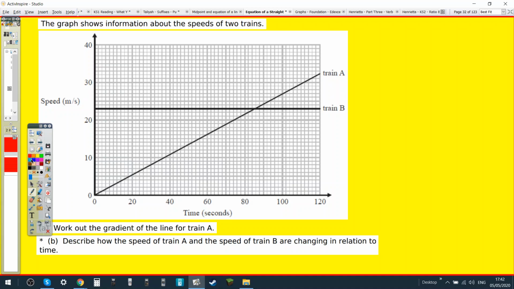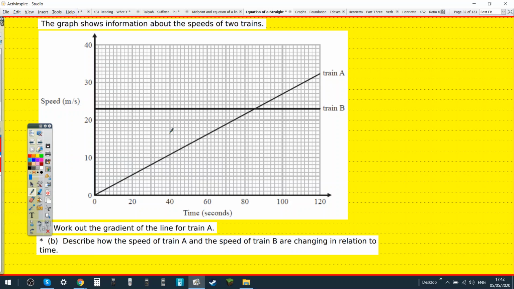Train A. What do you know about the speed for train B in this one? It's going to be faster than train A. No. Train A's speed is increasing, it's going up. What's happening to the speed of train B? Slowing down. That would be if the line was going like that. Also speeding up, that would be if it was also going up. It has a constant speed. So train B has a constant speed, and it's 23 miles per second, or meters per second. If you see a flat line like that, that means it has a constant speed.